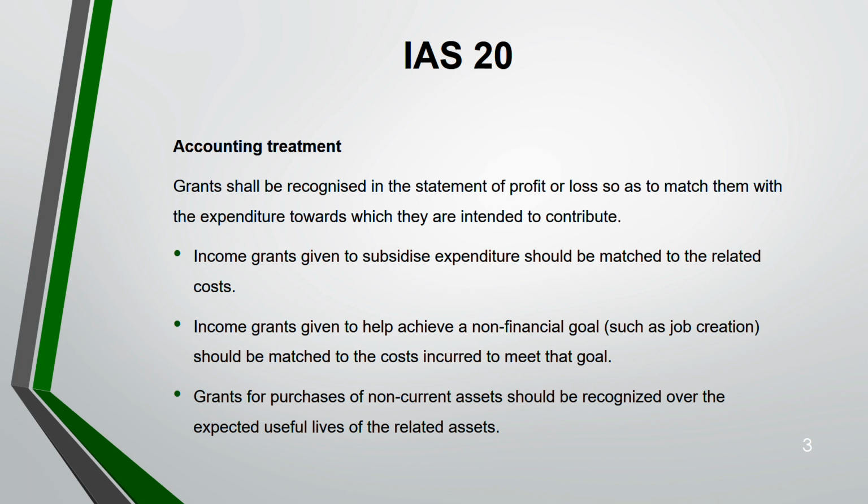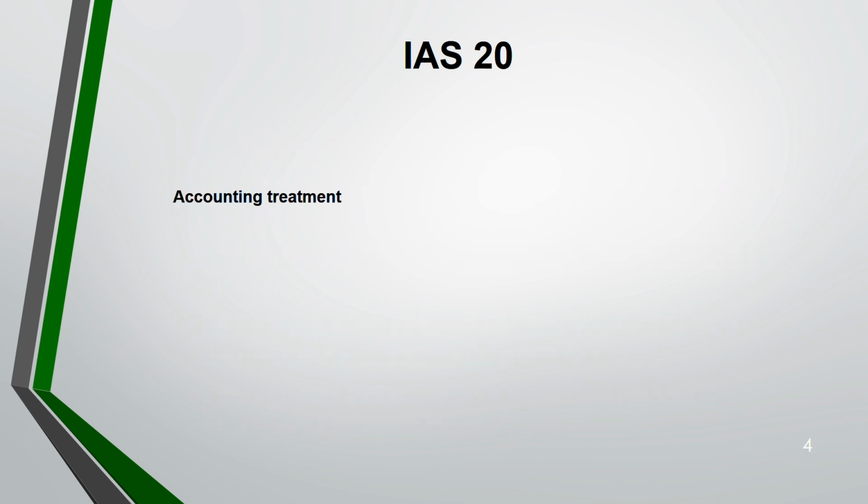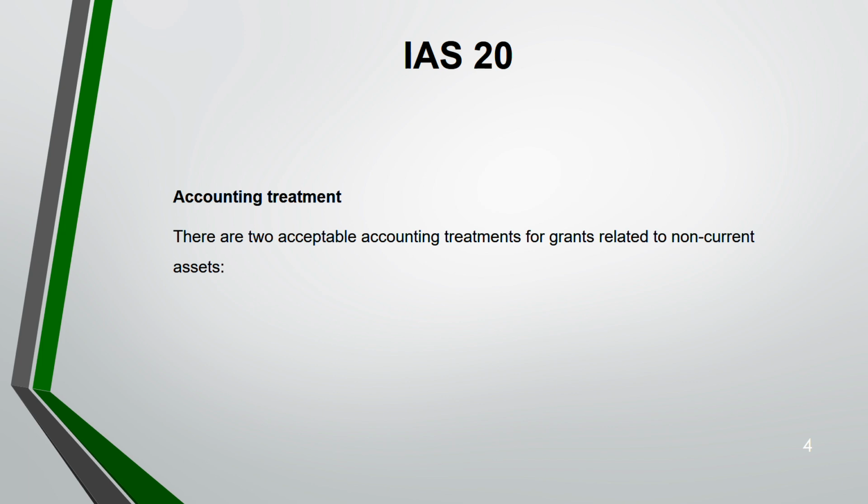Grant for purchases of non-current asset has to be recognized over the expected useful life of that related asset, same like depreciation expense, how you recognize. Okay. Now, there are two acceptable accounting treatments for grants that are relating to non-current assets. I told you there are two types of grant. One relating to non-current assets, other one related towards expenses. First, let us finish grants relating to non-current assets. There are two accounting treatments.